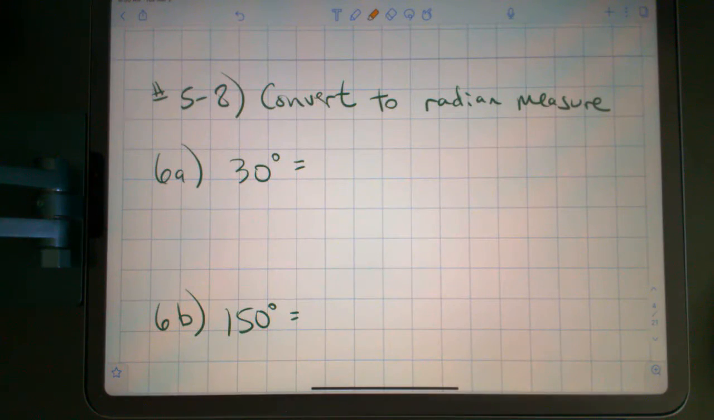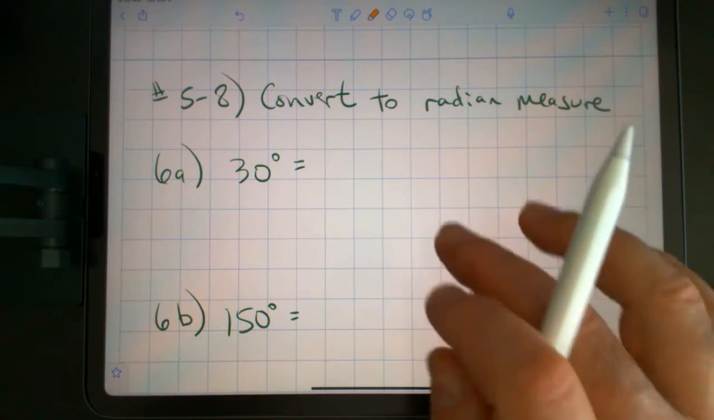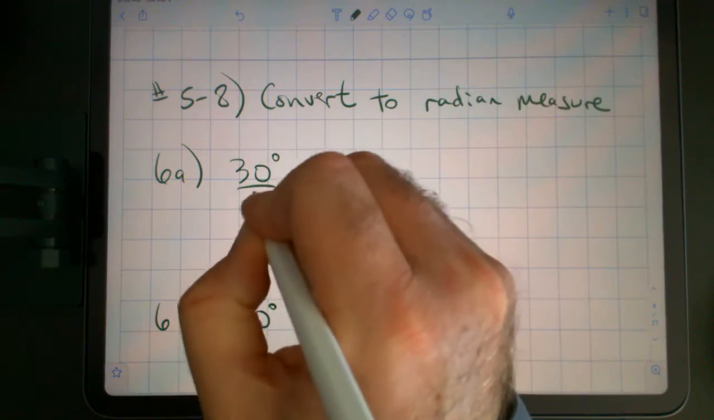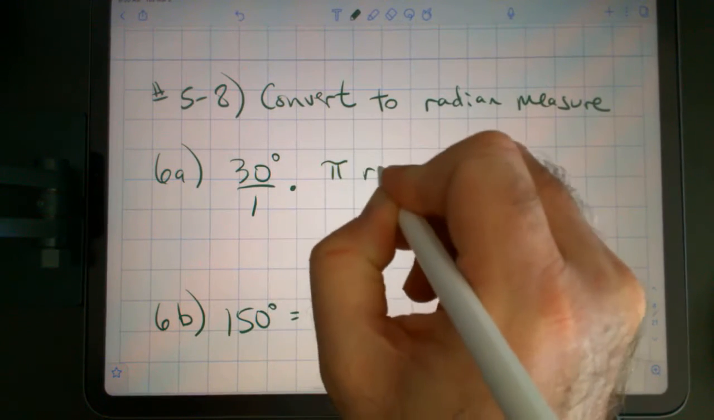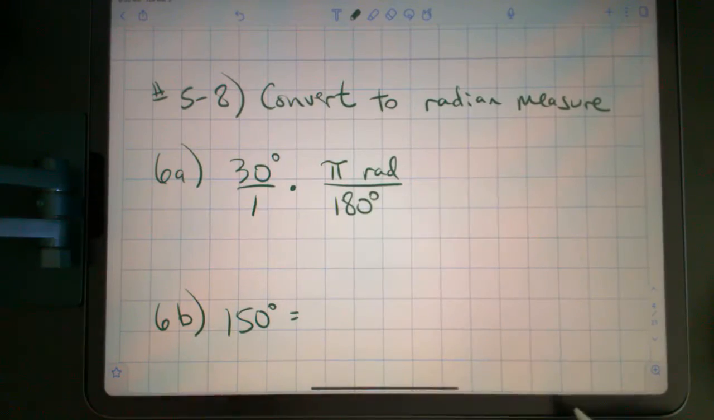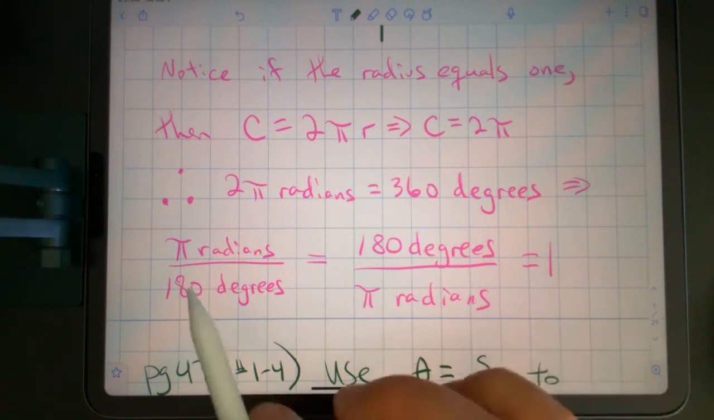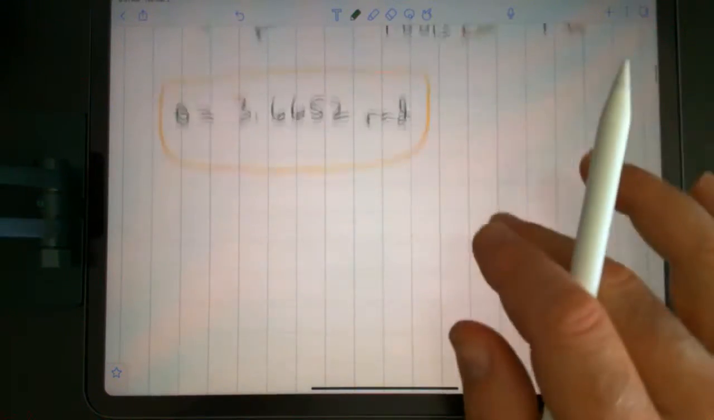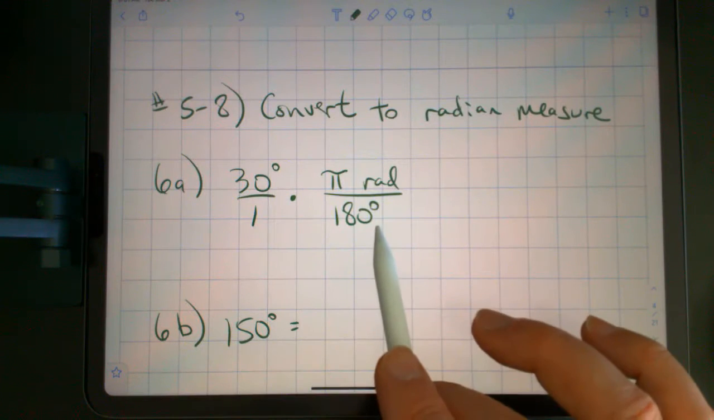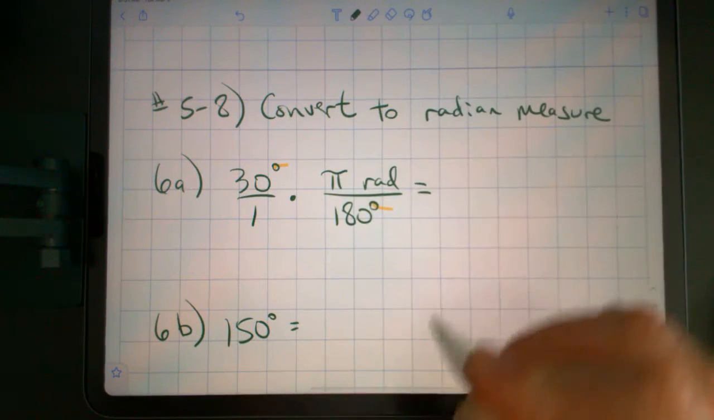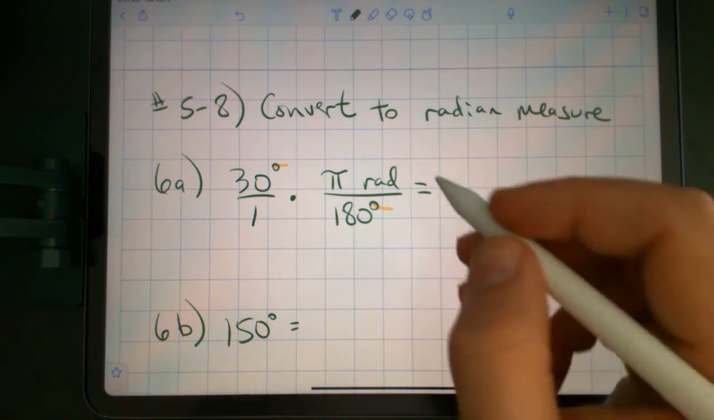For these 5 through 8, these say convert to radian measure, express your answers both in terms of pi and as decimal approximations rounded to 2 decimal places. So 30 degrees, since your degree is on top, we're going to multiply this by a fraction with pi radians over 180 degrees, because pi radians is equal to 180 degrees. Multiplying anything by 1 doesn't change it. Your degrees are on top, multiply it with the degrees on the bottom. Now the degrees will simplify each other out. And 30 divided by 180 is 1 over 6.